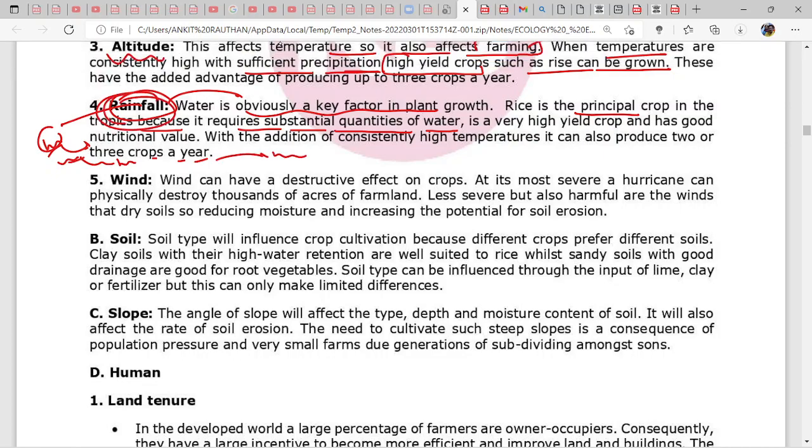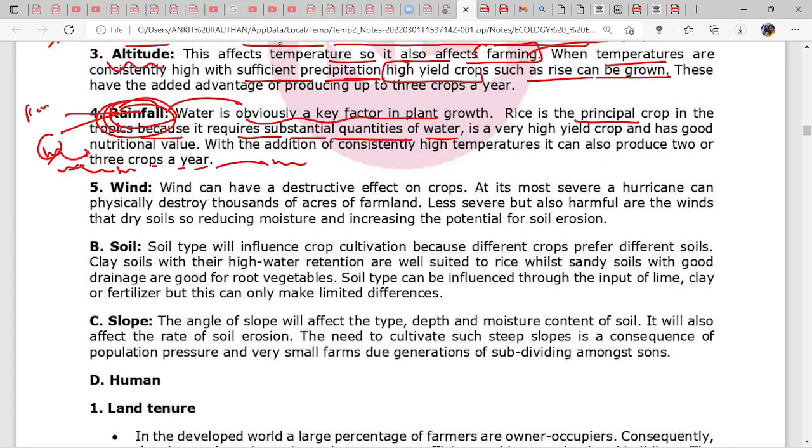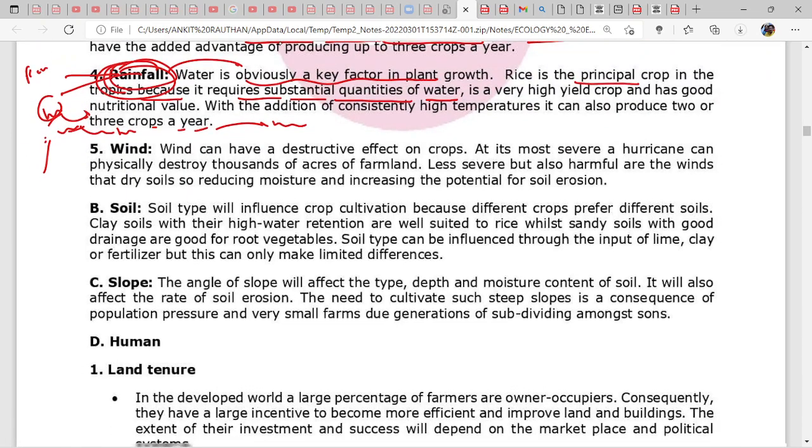If most of the crop is dependent on rainfall, then it is dependent erratically on monsoon and all. Wind. Wind can have a destructive effect on crops. At the most severe, a hurricane can physically destroy thousands of acres of farmland. Less severe but also harmful are the winds. Okay? So wind should be moderate, not excessive like severe hurricanes. It will destroy the produce.